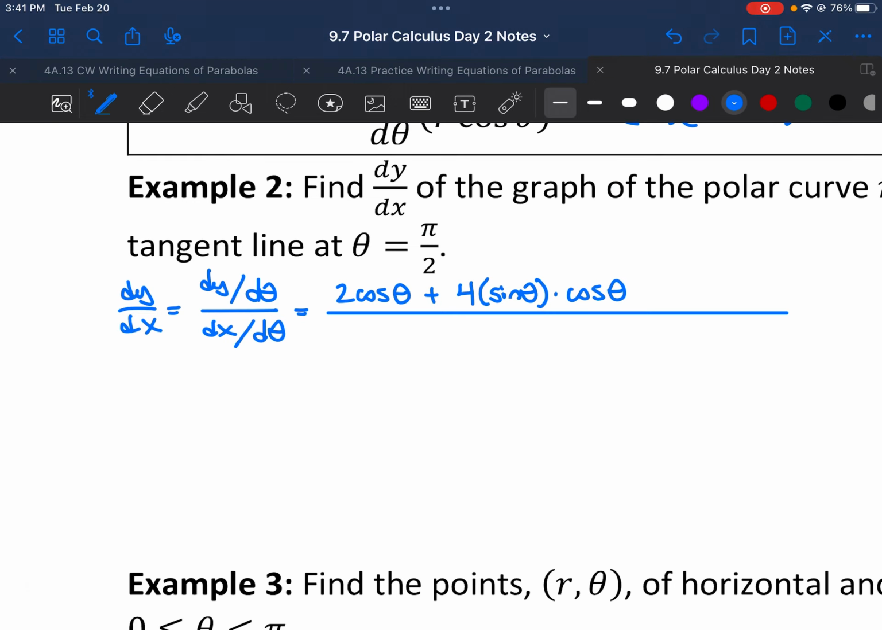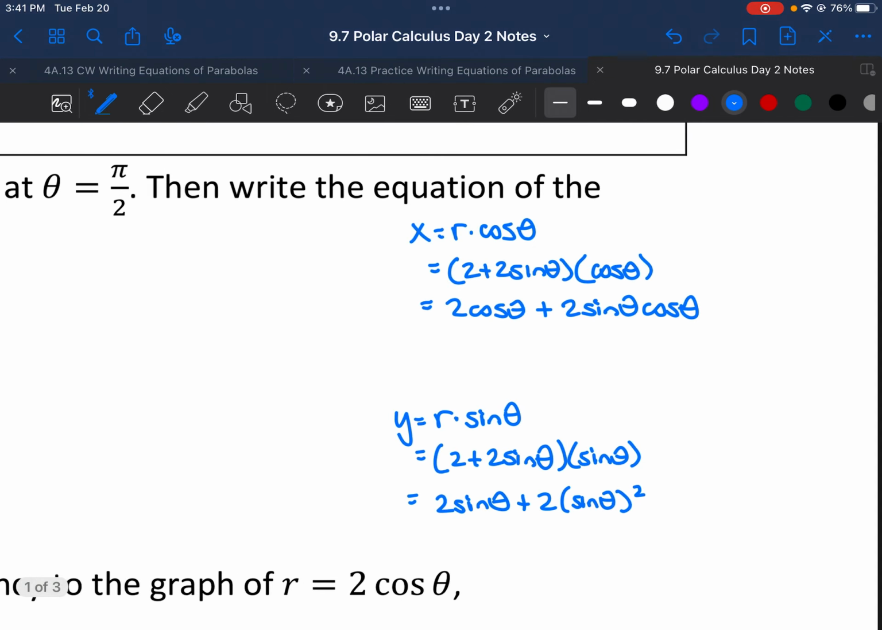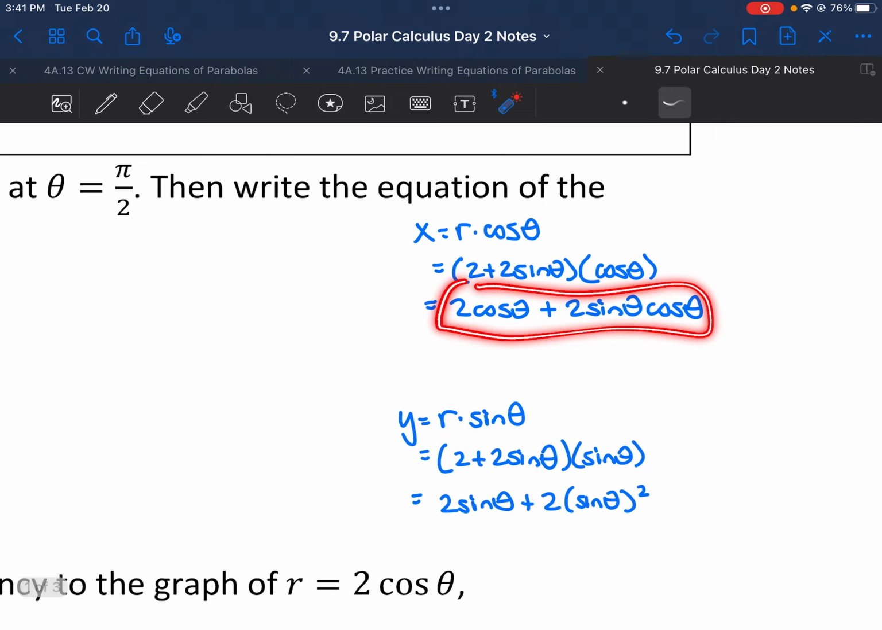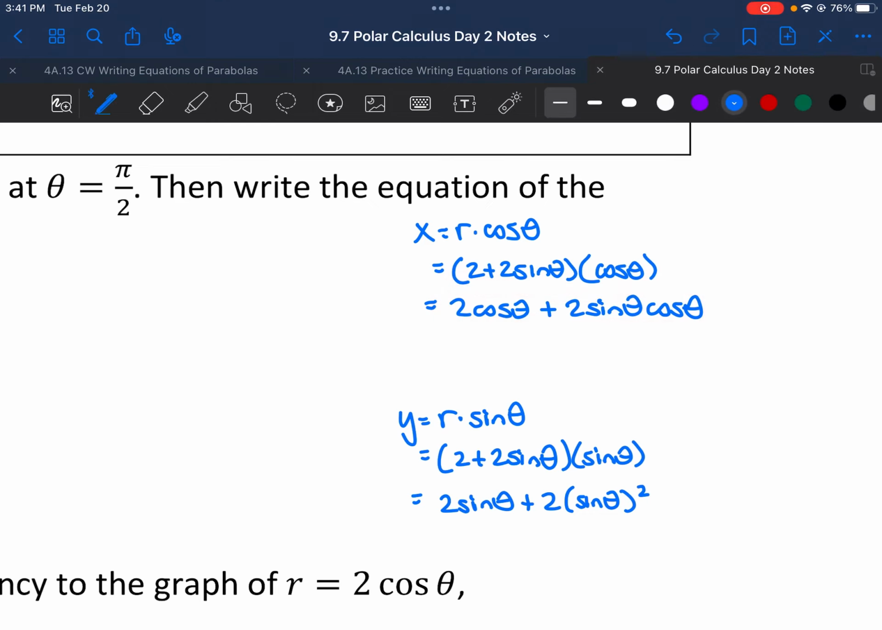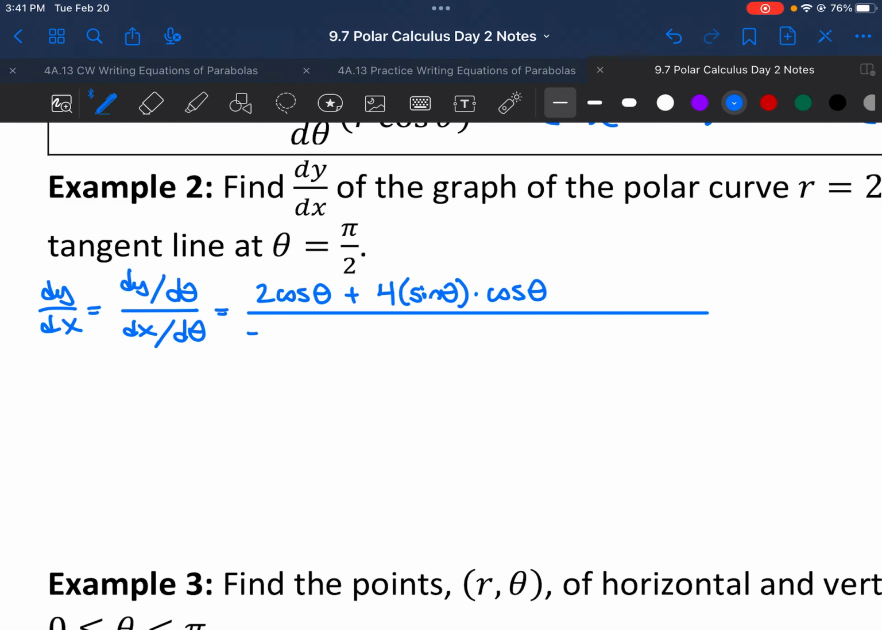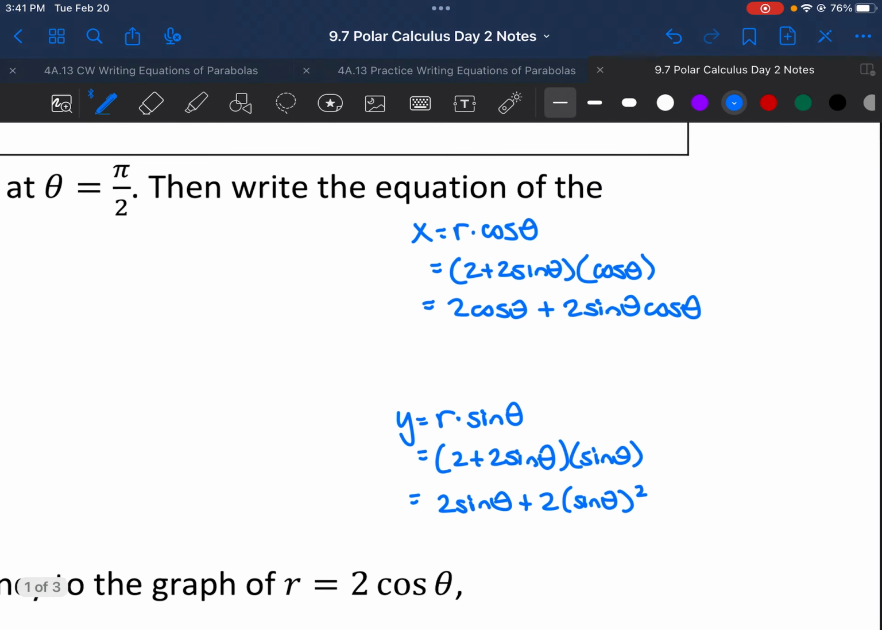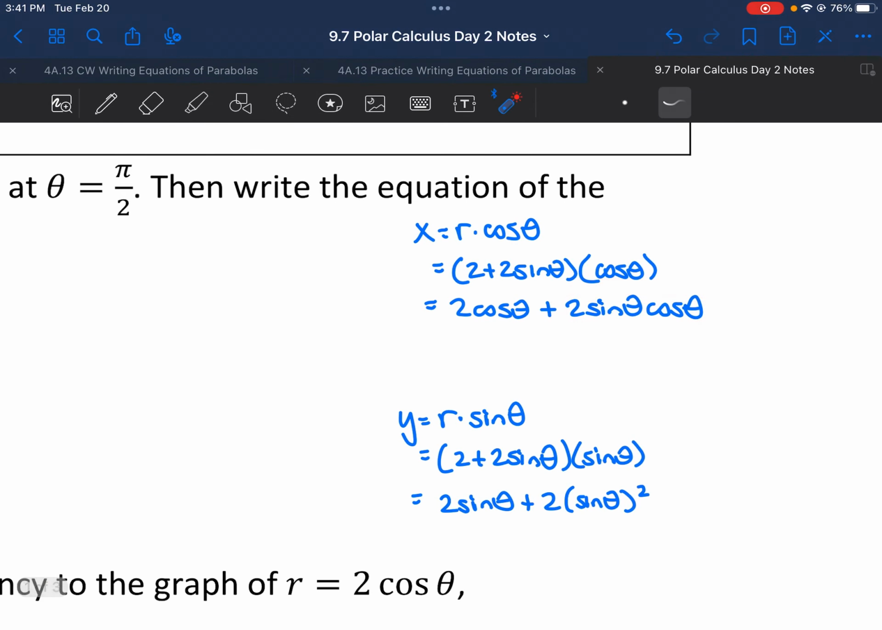And now we're going to find the derivative of x with respect to theta. Well, we have x right here in terms of theta. The derivative of 2 cosine is negative 2 sine plus 2 sine cosine. Taking that derivative is going to be product rule again, okay? Sine of theta is a function of theta, cosine of theta is a function of theta. Taking the derivative of the product, we're going to use product rule. So first function the same, 2 sine times the derivative of the second one.